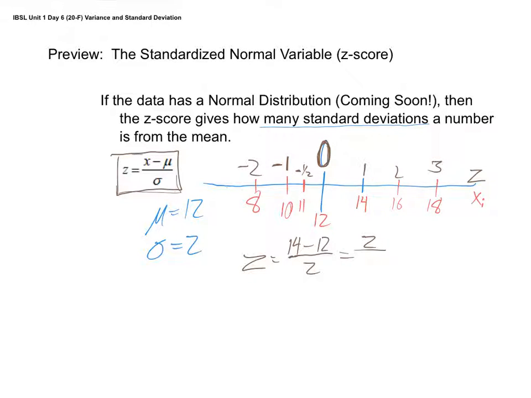By dividing by sigma, we get 1. That tells us how many standard deviations we are away from the mean. So this is the distance from the mean. This is the standard deviations from the mean. It's like a unit conversion.